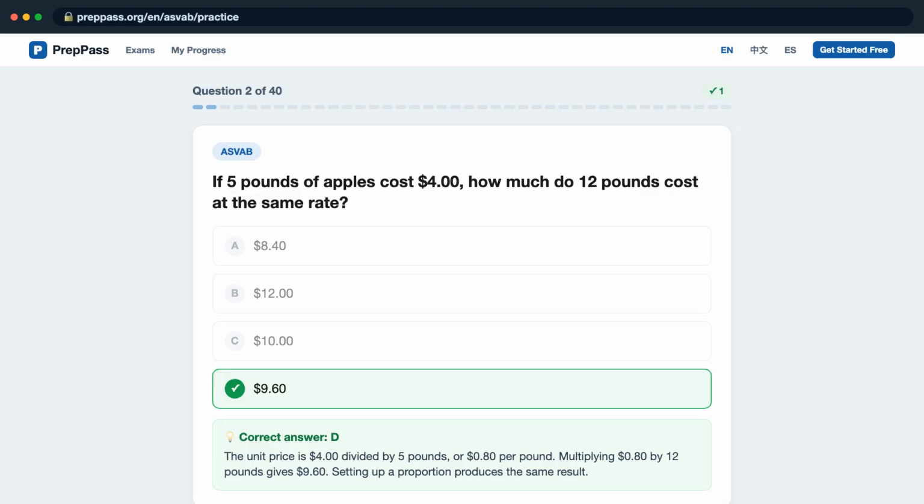The unit price is $4 divided by 5 pounds, or 80 cents per pound. Multiplying 80 cents by 12 pounds gives $9.60. Setting up a proportion produces the same result.